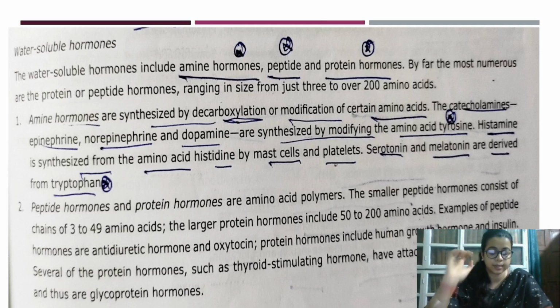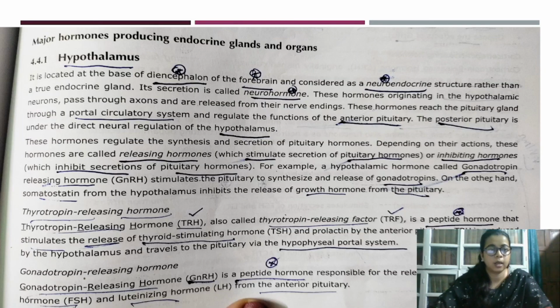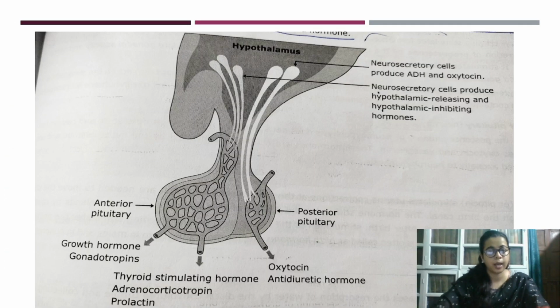Now we will be discussing the major, you can say master gland, that is the hypothalamus. So where is the hypothalamus located? If you see the location, this is the hypothalamus, and from here the anterior pituitary and the posterior pituitary arise. This is the structure.